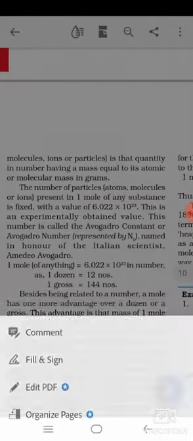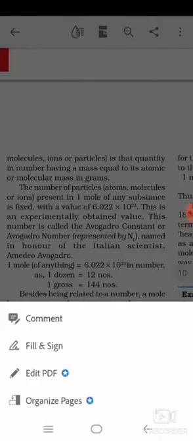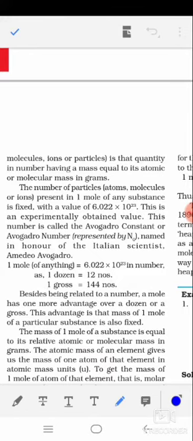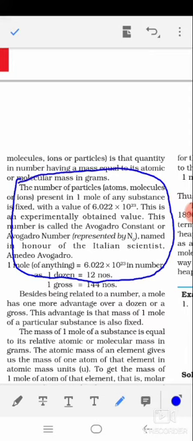Note these points. This is what I told you all now. The number of particles present in 1 mole of any substance is fixed with a value of 6.022 × 10^23. This number is an experimentally obtained value, and this is known as Avogadro constant, represented by N0, named in honor of the Italian scientist Amedeo Avogadro.